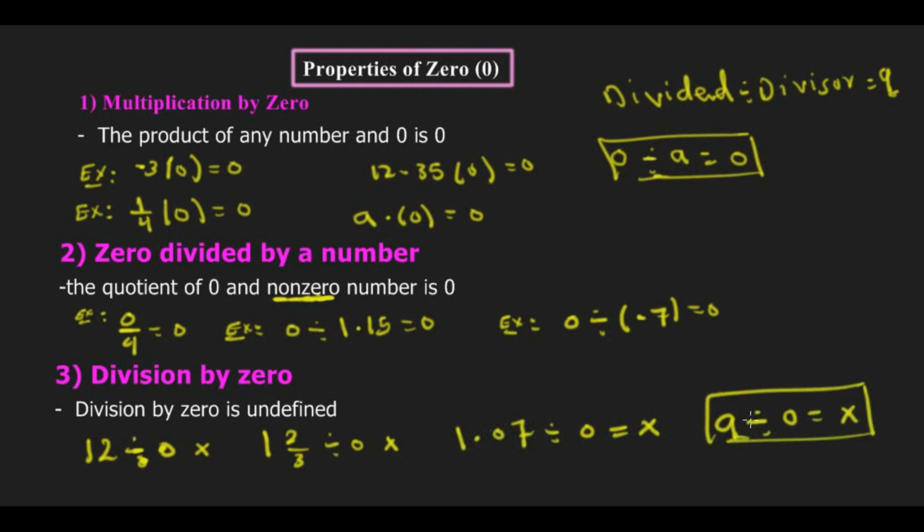So that's our lesson today, and these are the three properties of 0 for multiplication and division. Thank you very much.